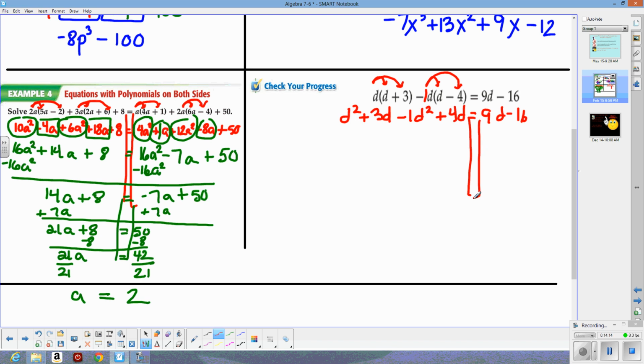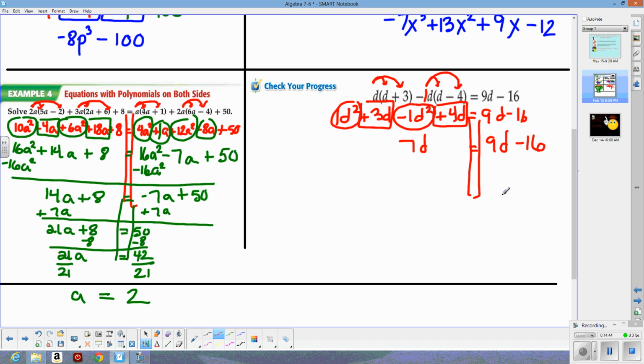I would simplify the left side. D squared plus a negative 1d squared. Well, that's 1d squared plus a negative 1d squared. That's going to disappear. And then we have a positive 3d and a positive 4d. When you add 3d plus 4d, you get 7d equals 9d minus 16.